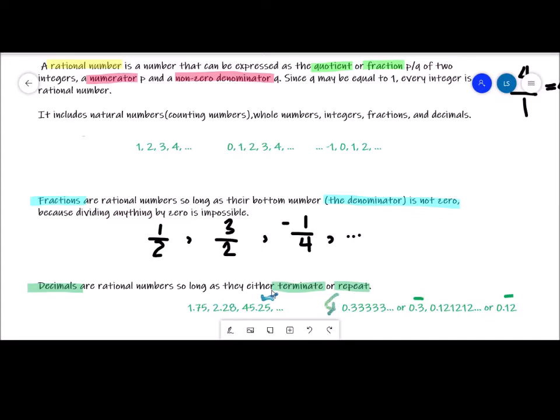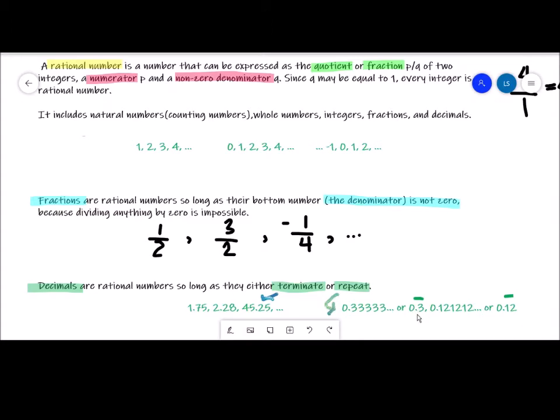When you say terminating, merong dulo na digit. For example, we have 1.75, the last digit is 5. We have 2.28, the last digit is 8. We have 45.25, the last digit is 5. For repeating decimals, we have 0.333 and so on.